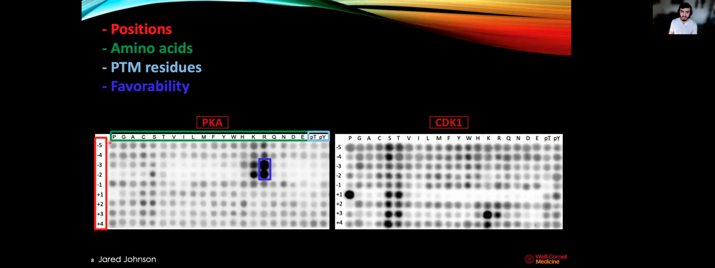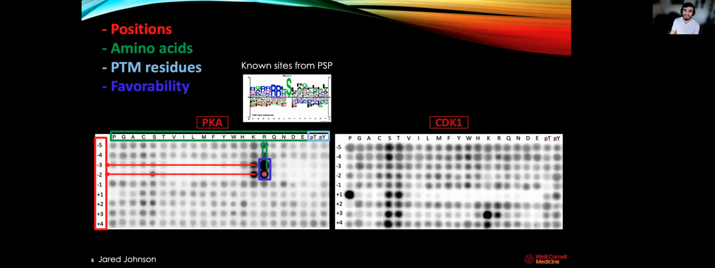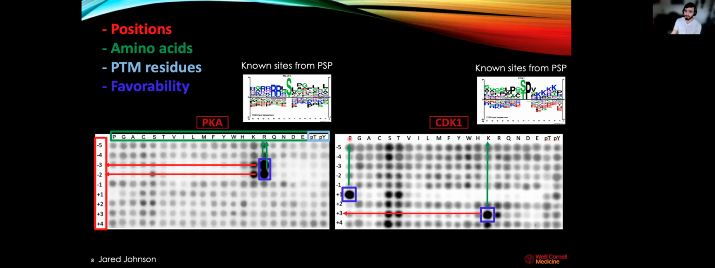For example, PKA is really not selective for anything in the -5 and -4 positions, but for the -3 and -2 positions, it's highly selective for having an arginine, which is in strong agreement with four decades of research on downstream sites of PKA from PhosphoSitePlus. CDK1, on the other hand, is selective for +1 proline and +3 lysine, and all the rest can be completely random, again in strong concordance with downstream substrates of CDK1 after decades of research from PhosphoSitePlus.